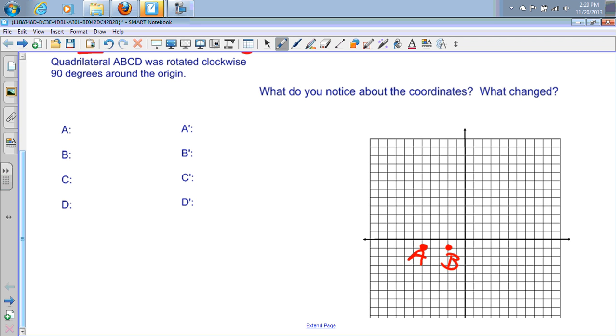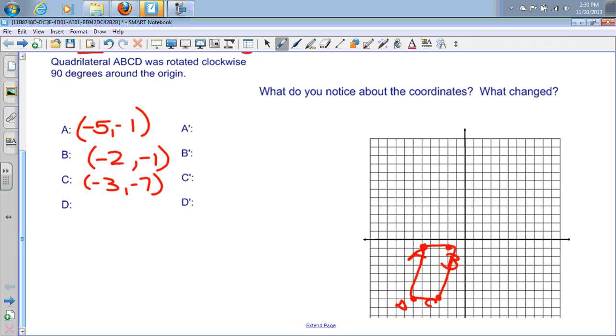1, 2, 3, 4, 5, 6, 7. This is C. And D is -6, 1, 2, 3, 4, 5, 6, -7. This is D. There we are. There's the quadrilateral. A is -5, -1. B is -2, -1. C is -3, -7. And D is -6, -7.